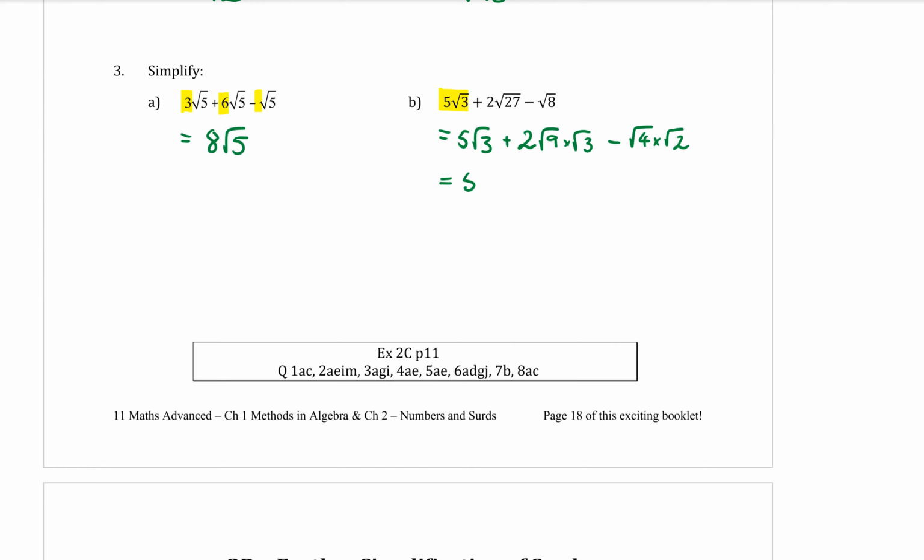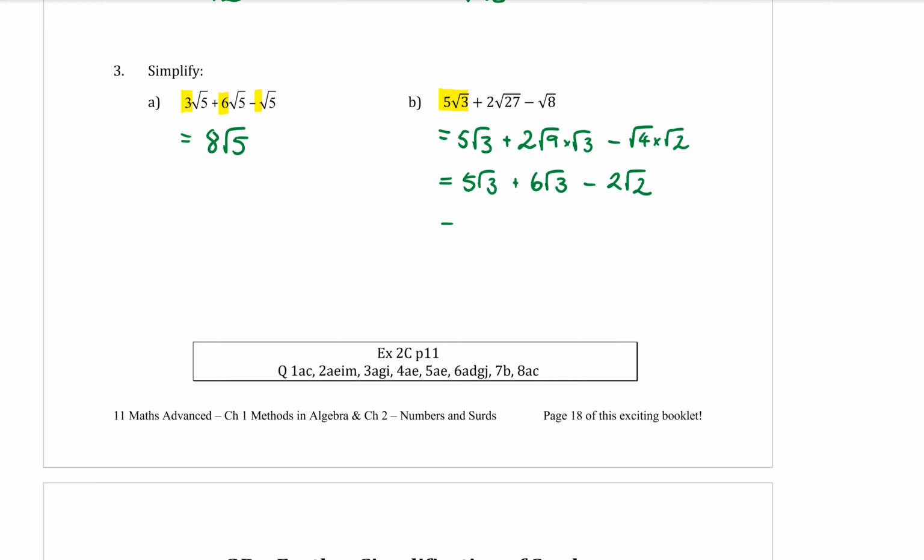Five root 3 stays the same. In the second term, I can square root the 9. I'm going to do this in one step this time. So square root of 9 is 3 times the 3 with the 2 to get a 6 root 3. And the last term, square root the 4 to be 2 root 2.